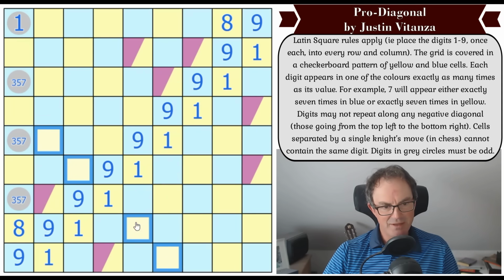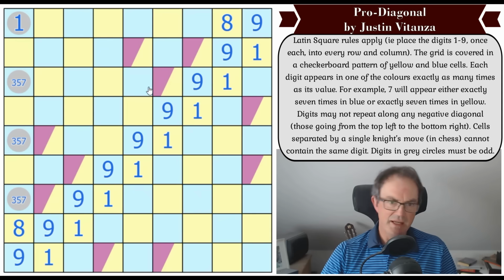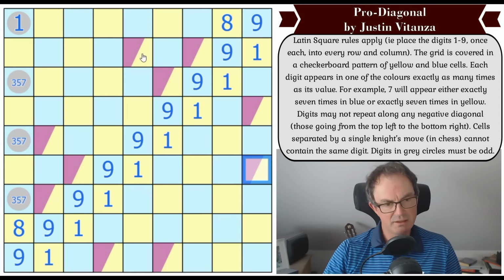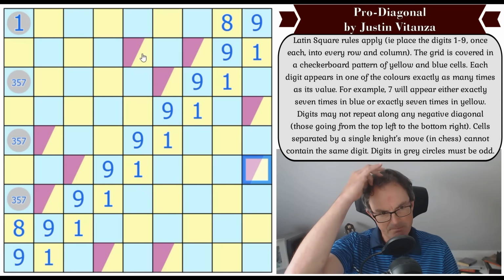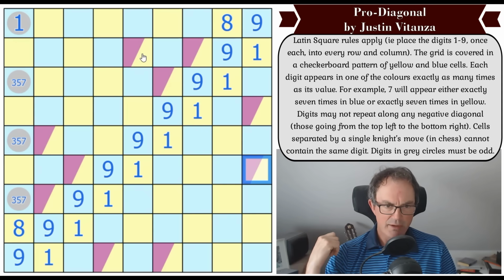That can't be an 8. So one of these 3 is an 8. And that is just the inverse of this pattern, reflected around the negative diagonal. Oh, okay. So I haven't understood something here.